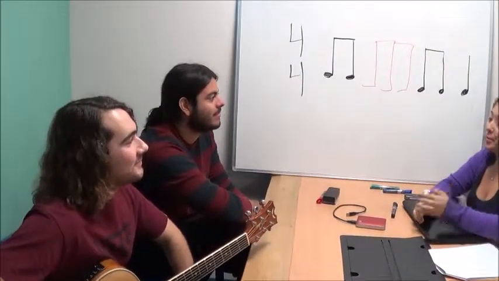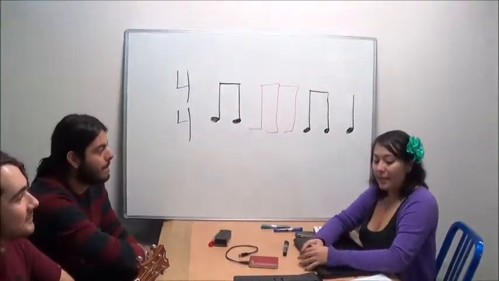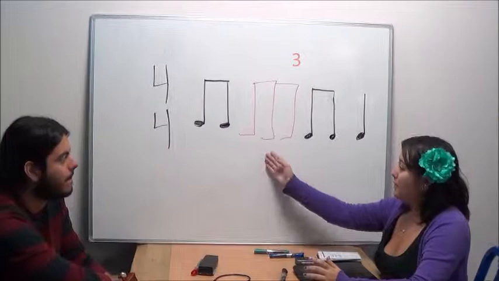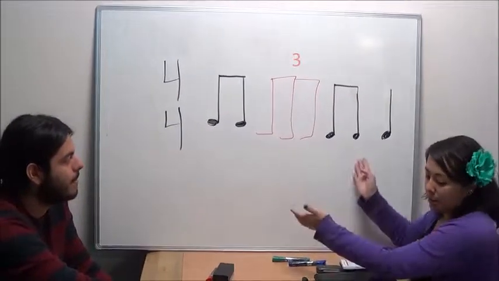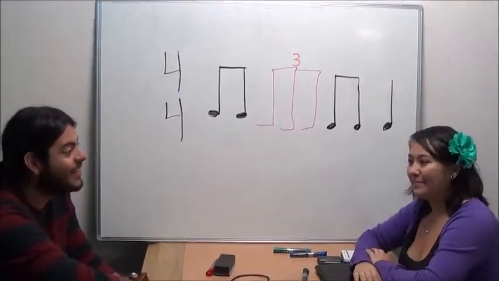Oh, I've seen that before. You actually just brought up our next topic of borrowed divisions. This is when we use a compound beat division and put it into simple meter, and vice versa. That's freaking sweet.